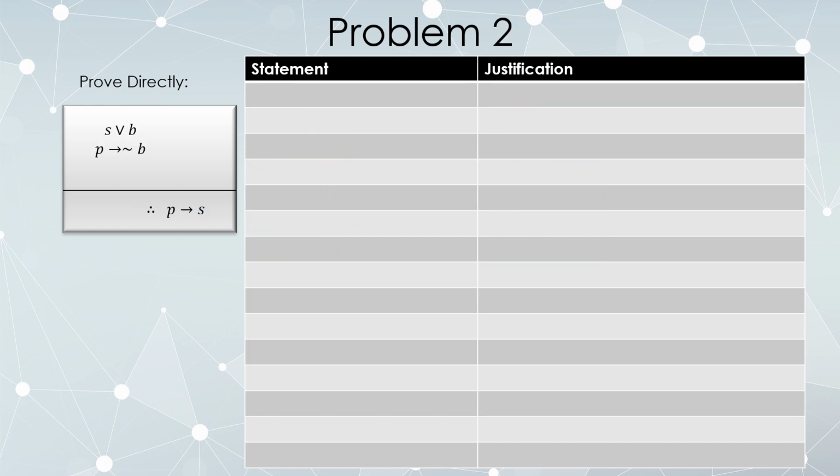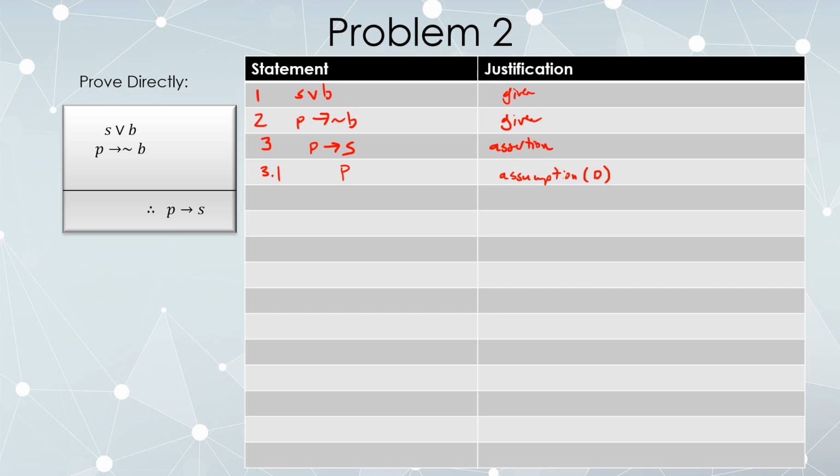All right, so let's prove this directly. Again, we're going to go ahead and start with our givens, S or B. P implies not B, given. For line 3, I'm just going to go ahead and assert the statement we are trying to show. Having made an assertion, we immediately make an assumption, and again, we are asked to do a direct proof. So I'm going to assume the hypothesis of the conditional statement we just asserted, P. Then we ask, how does P combine with things that we already have?